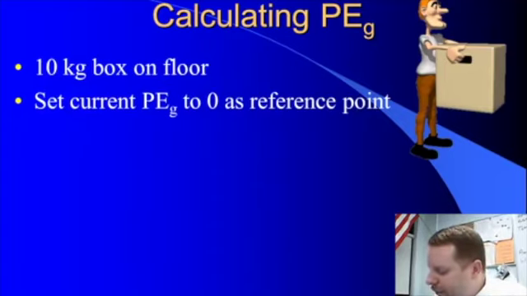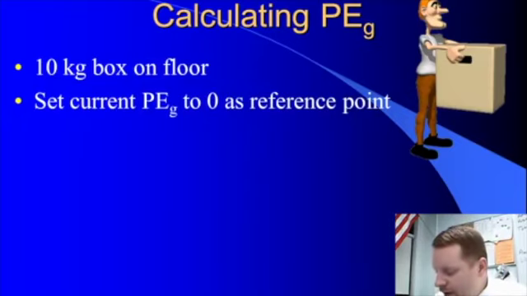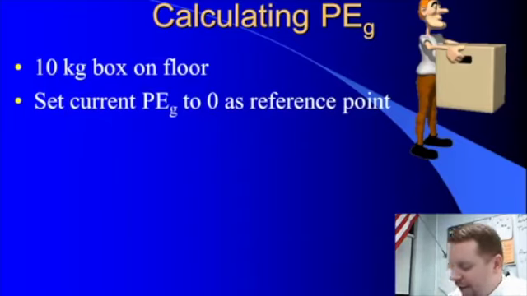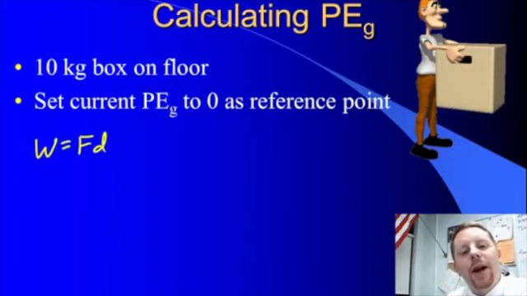So, if we do work to lift the box 1 meter off of the floor, we need to overcome the force of gravity on the box, also known as its weight, over a distance of 1 meter. Therefore, the work that we do in lifting this is going to be force times displacement. They're in the same direction, so the angle between them is 0. Cosine of 0 is 1.